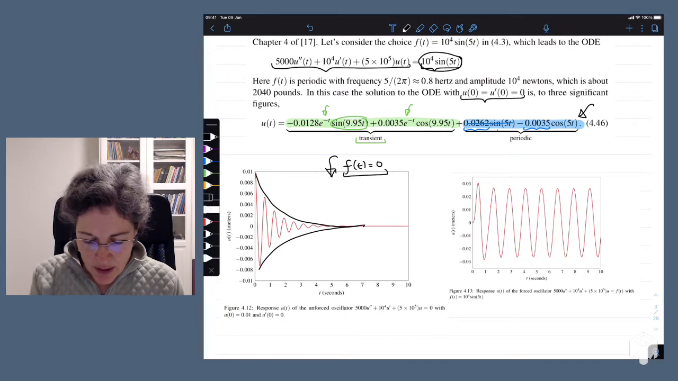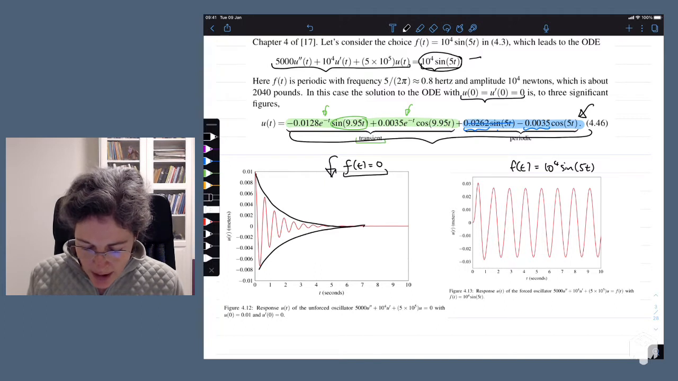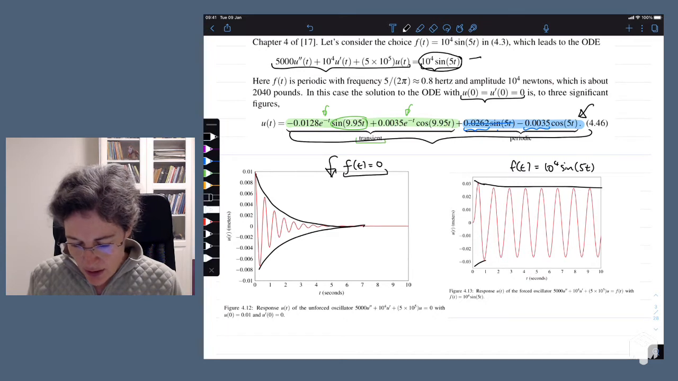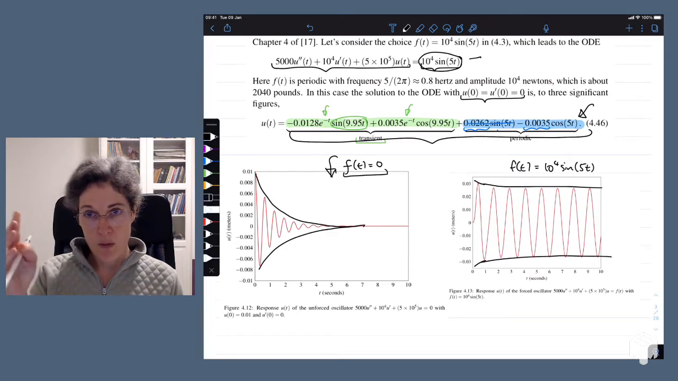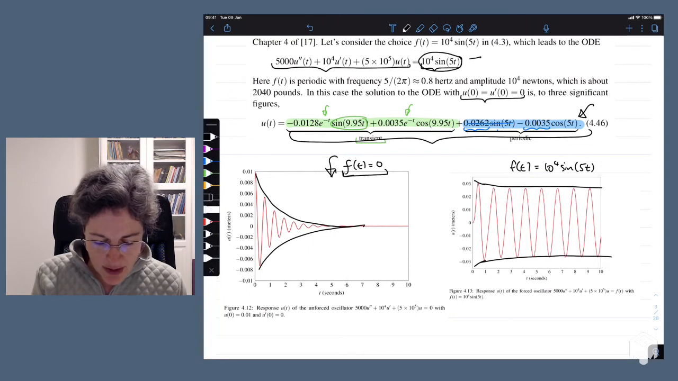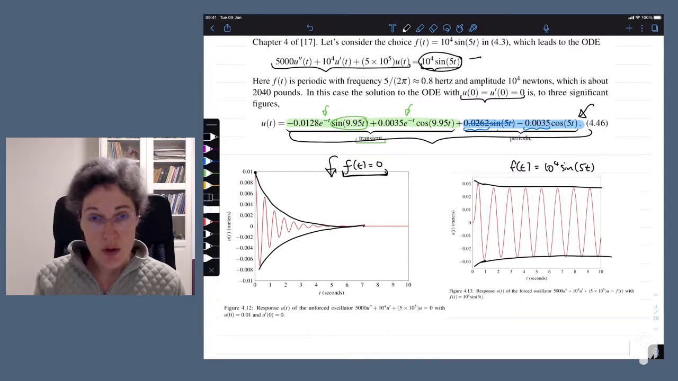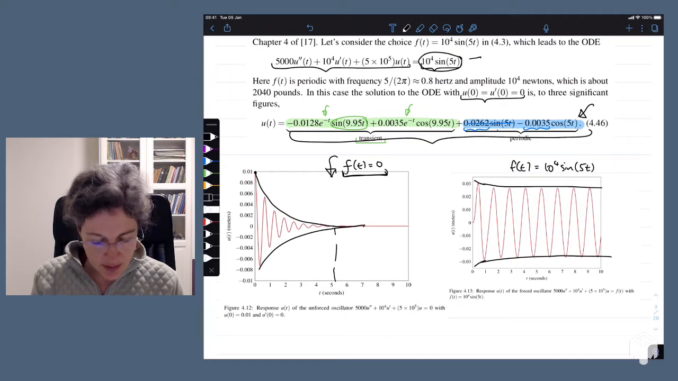But when our f of t is equal to 10 to the 4 sine 5t, so now we're looking at this solution over here, what we get is an initial small damping there, but after that we just settle down into these very broad oscillations. And if you compare these two, in our f of t equal to 0 case, we started with an initial displacement of 0.01, and that quickly damped down to virtually nothing. So that was after like 5 seconds.